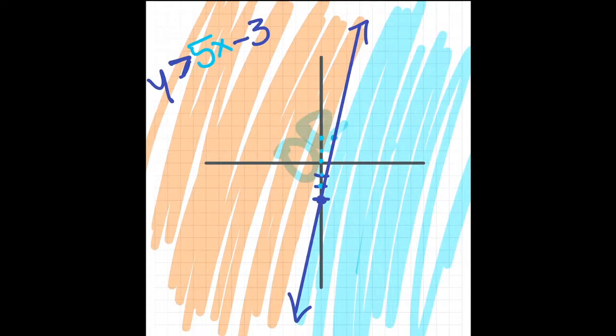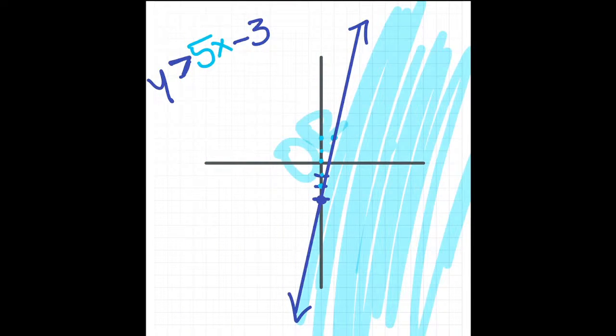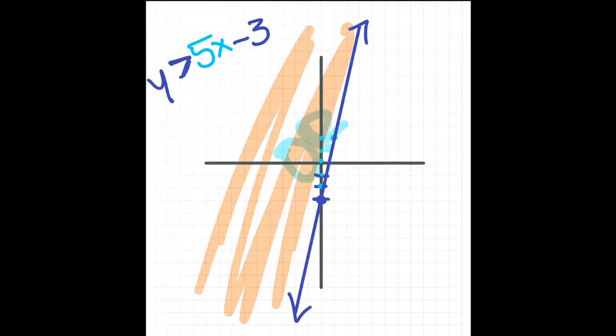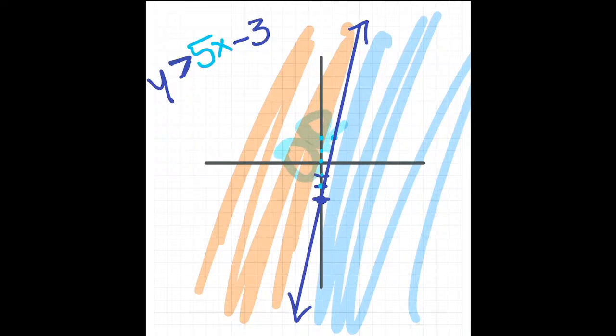Plug in a point from both. One of the points is going to prove false, and one of the points is going to prove true. Make sure that you do one from each side, and they will always be opposite each other. If a point from this side proves true, then the one from this side will always prove false, and vice versa. Okay? Take a minute, pause me.